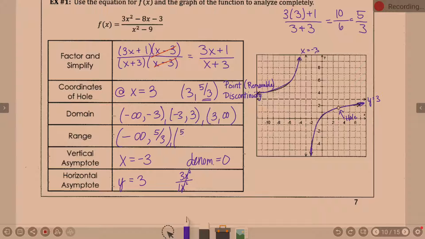5/3 to 3, because you're going from the hole and then to the asymptote. And then we jump over the asymptote. What Y value does my graph pick back up on? Well, now we're on the top side of 3, right? So 3 to infinity.